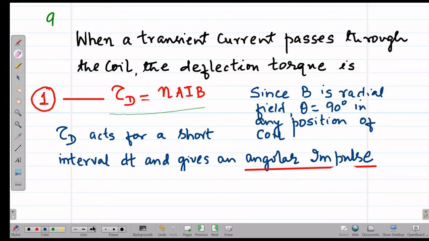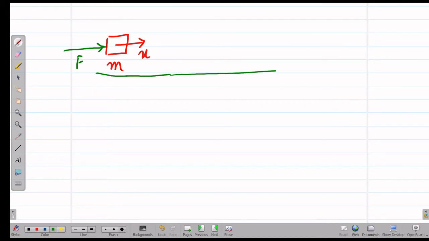So what I am trying to tell is this. Suppose I have, okay, I will take some first view class for you. I have a body of mass m. It is moving with an initial velocity u. Let us assume that there is a force F acting on this body. It's a straight line, this is straight line motion. So because of this force, the body will increase its velocity to v. Let us assume this force is acting for a small time delta t.